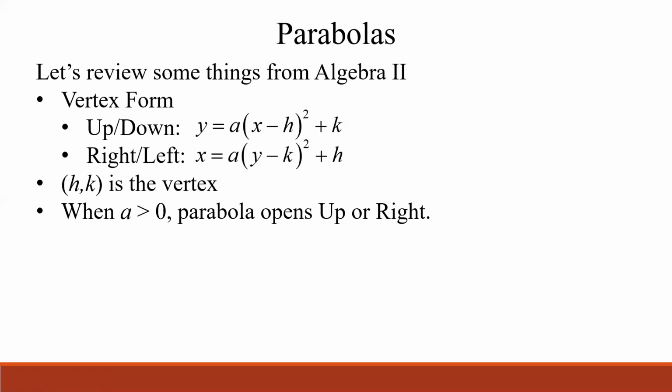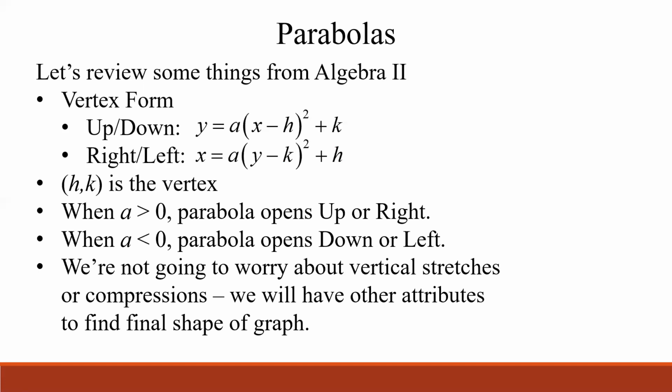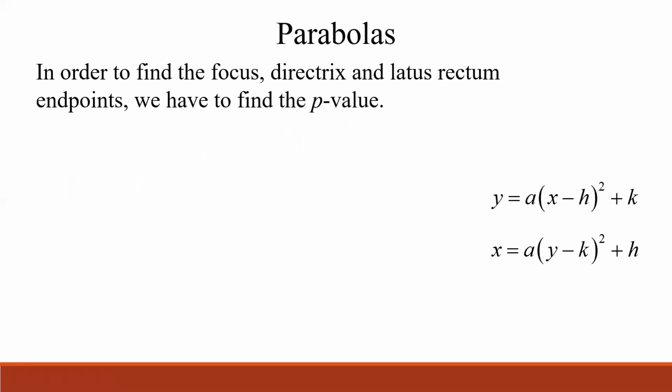Okay. Now, what we can say for sure on all of these things is that if a is greater than 0, in other words, if it's positive, it's either going to open up or to the right. And if a is less than 0, a is negative, then it's going to be opening either down or to the left, depending on which formula you have there. Okay. And again, we're not going to call these vertical stretches or compressions. We should know what those are, of course. But we're going to talk about other attributes that are going to let us graph these things and get the real shape of this thing. Okay.